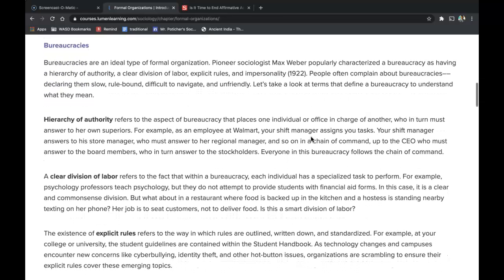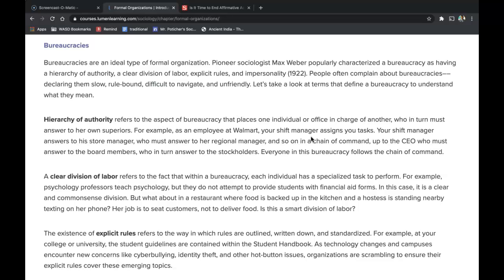So let's look at these bureaucracies in depth. Bureaucracies are an ideal type of formal organization, and pioneer sociologist Max Weber popularly characterized a bureaucracy as having a hierarchy of authority, a clear division of labor, explicit rules, and impersonality. People often complain about bureaucracies, declaring them slow, rule-bound, difficult to navigate, and unfriendly. But let's take a look at the terms that define a bureaucracy to understand what they actually mean.